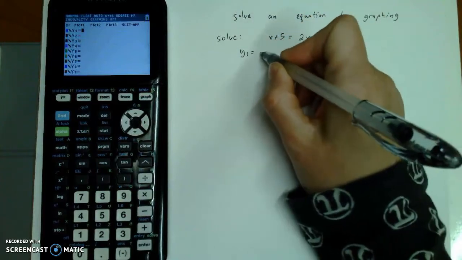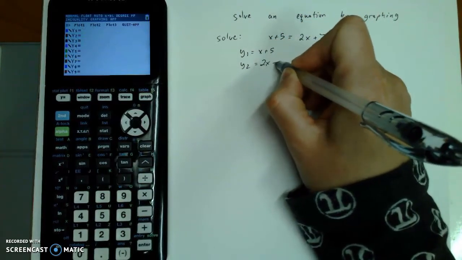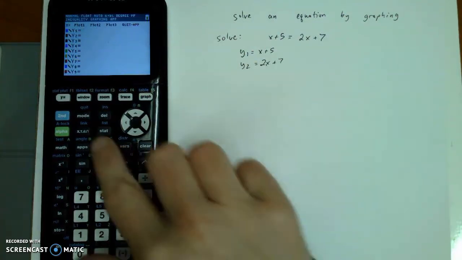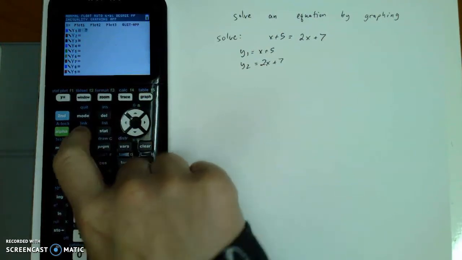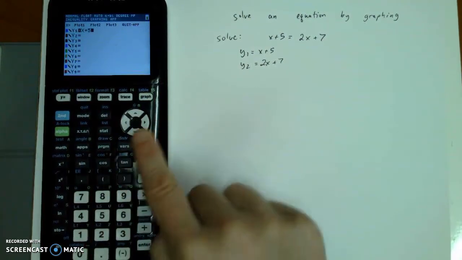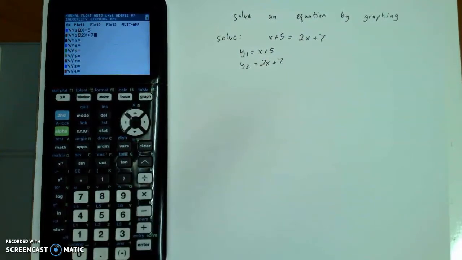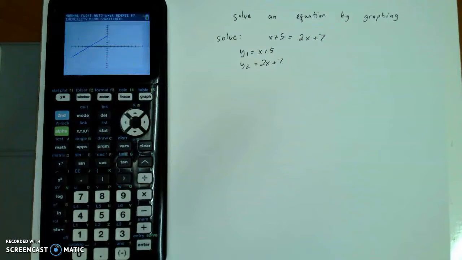What I'm going to do is graph two lines. I'm going to have the left-hand side be one line and the right-hand side be the other. I usually do the left-hand side first and the right-hand side second, but you can certainly do it the other way around as well. So I've got x plus 5 for the one, and then 2x plus 7 for the other. So let's go ahead and start by just hitting graph to get an idea of approximately what this looks like.